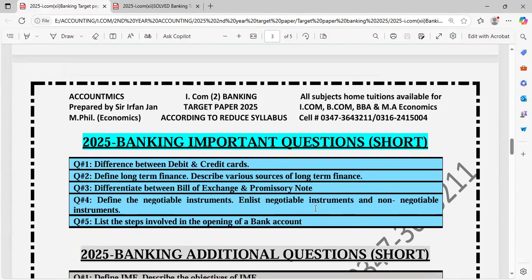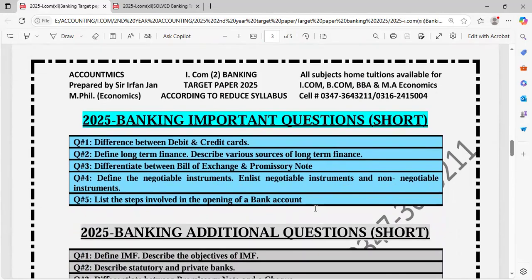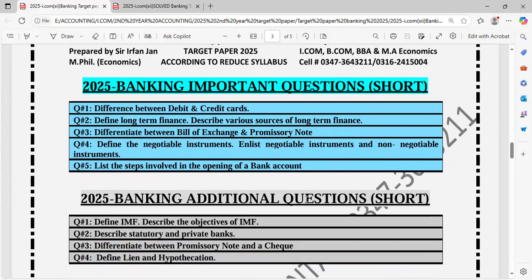Then we have important short questions. Number one is the difference between debit and credit card, and the sources of short and long-term finance; describe all of them. You have to write at least 4 or 5 sources. Then the difference between bill of exchange and promissory note, then negotiable credit instruments and analyze, where you just write names, and list the steps involved in opening a bank account. So these are the important questions.